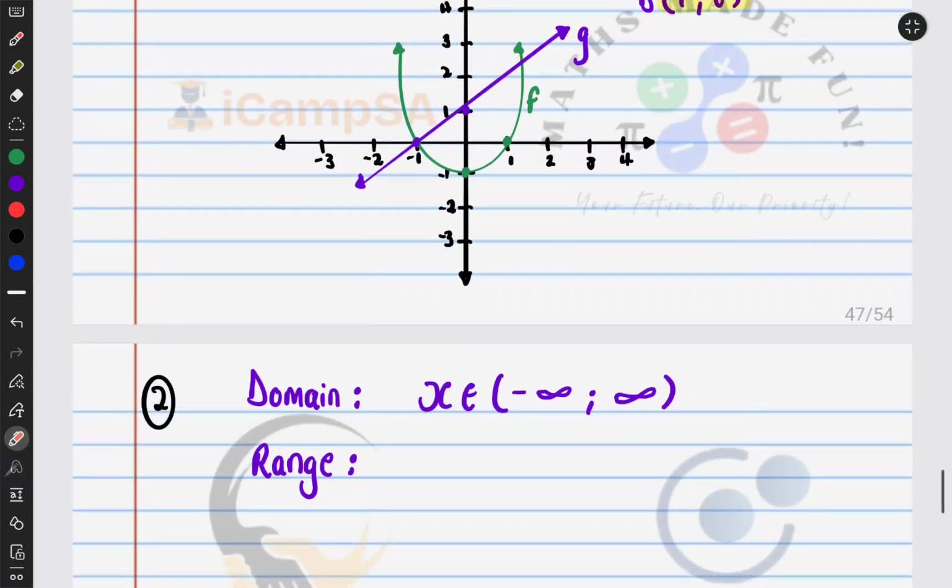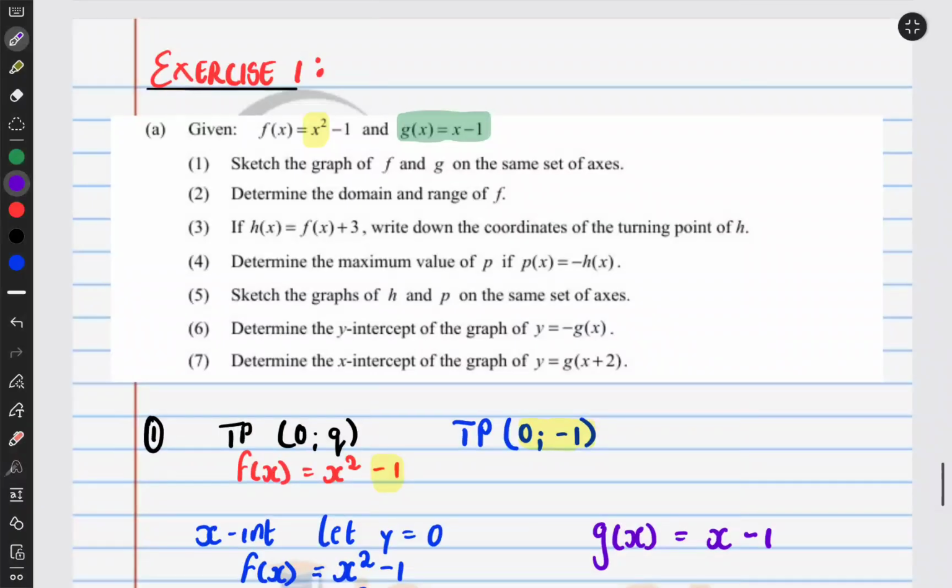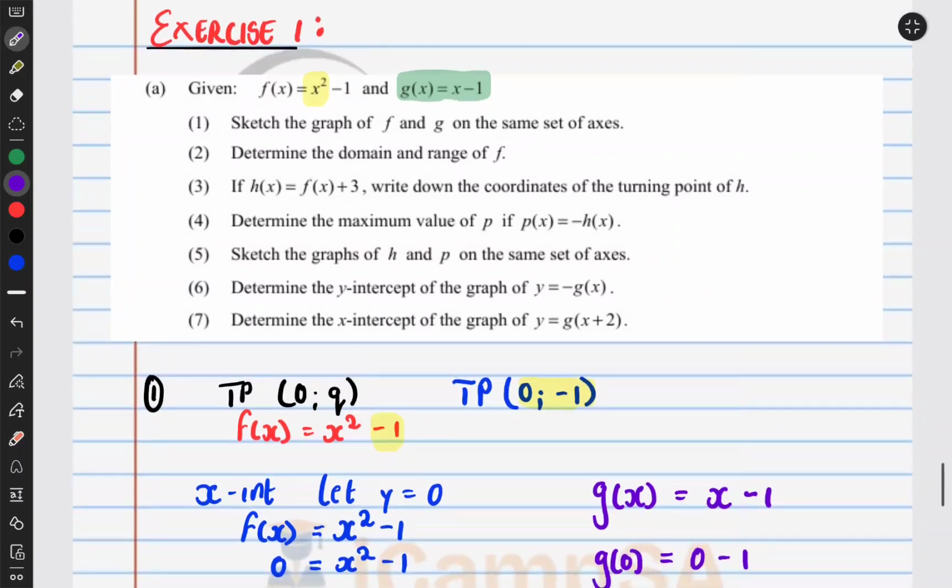So we're going to say the range, y is an element of, square brackets, because negative 1 is included, negative 1 to positive infinity. That is your number 2. Okay, for number 3, if h at x is equal to f at x plus 3, write the coordinates of the turning point of h.